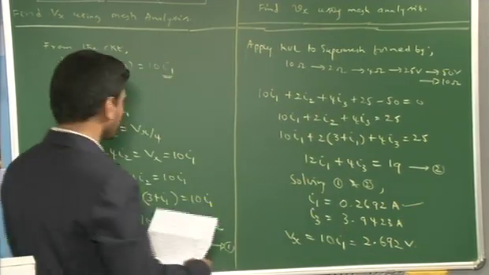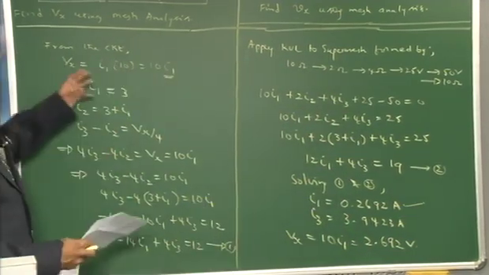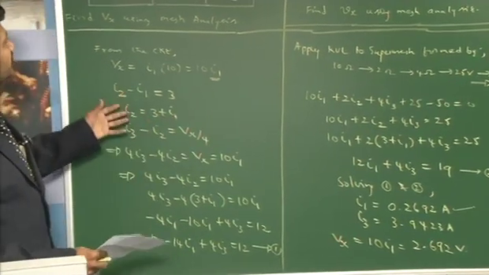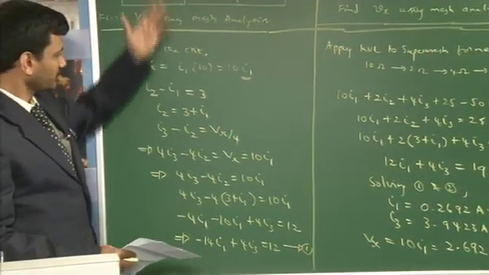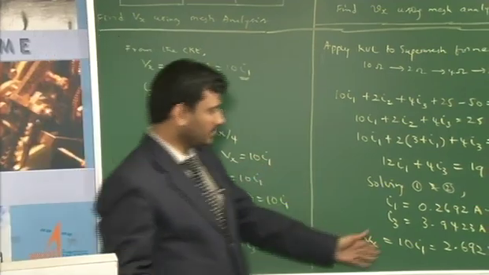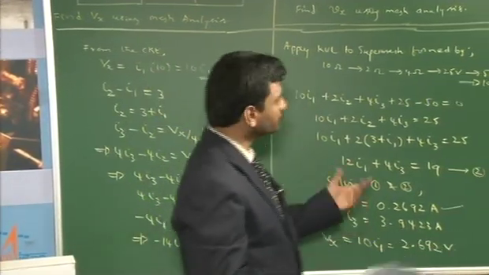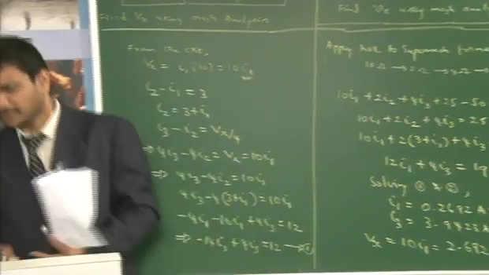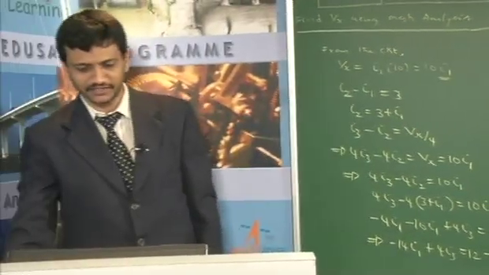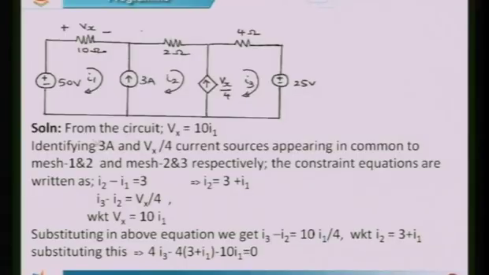Okay. So, now what we have done, we have used the concept of super mesh to find the value of Vx, which was found to be 10 I1 and which was ultimately found to be 2.692 volts. Same thing has been written on the slides. So, from the circuit Vx is equal to 10 I1, identifying 3 amperes and Vx by 4 current sources appearing in common to 2 meshes, 1 and 2, and mesh 2 and 3 respectively.